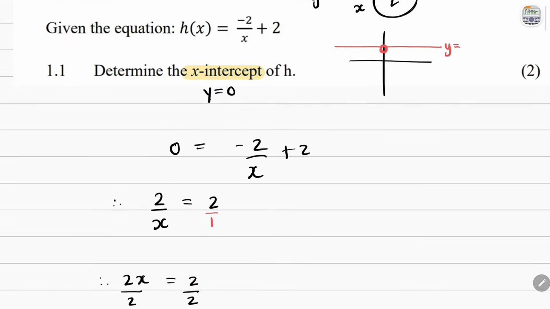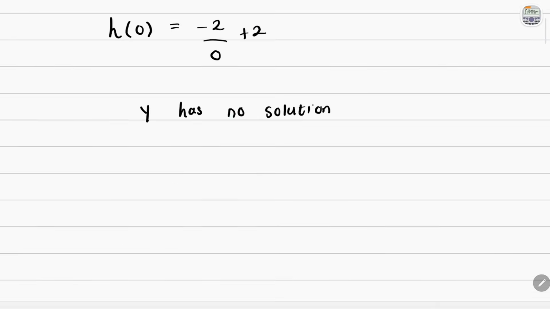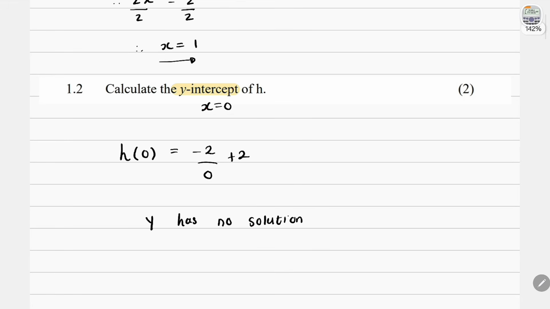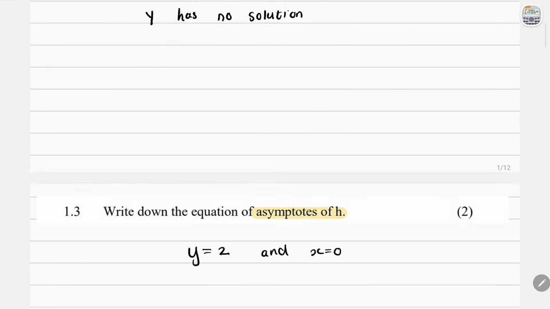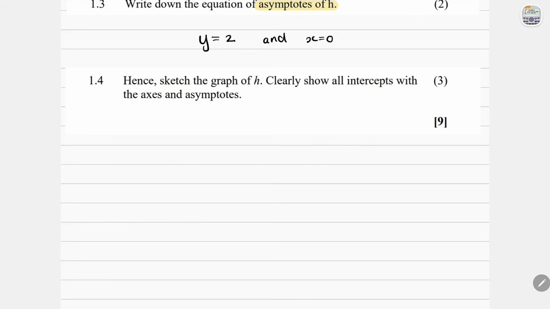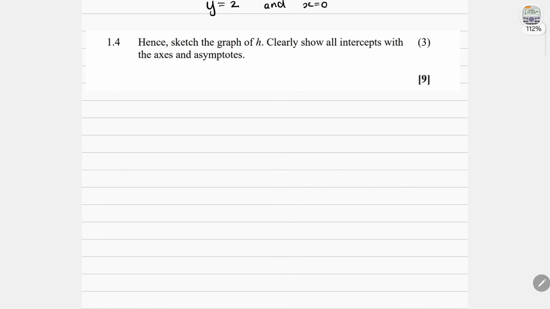That's why when we try to substitute 0 in place of x, it didn't work, because there's an asymptote at x is equal to 0, since the graph doesn't have a y value here. Okay, so that is our answer. Moving on to the next question. Question 1.4 says, hence sketch the graph of h, clearly showing all intercepts with the axes and the asymptotes.